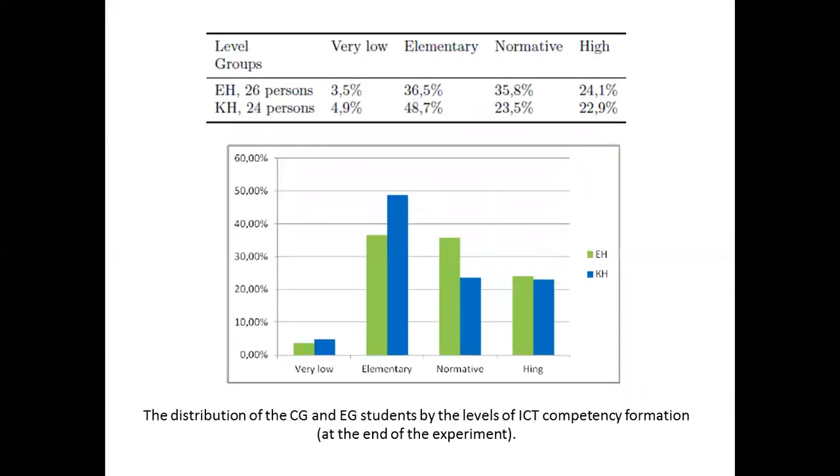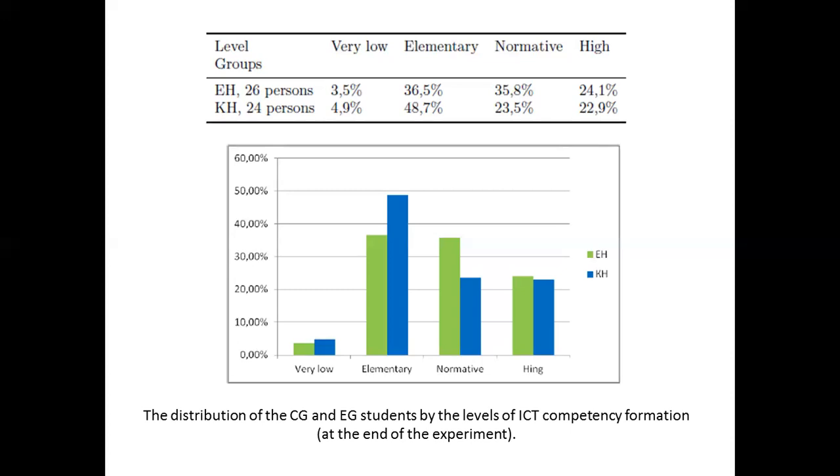At the end of the experiment, CG and EG students did the test again. The results of the final assessment of the experimental and control groups are presented in the slide. As can be seen, at the end of the experiment, in EG we observed the redistribution of the percentage of students towards the normative and high levels. The overall increase was 19.9% compared to 4.3% in CG.